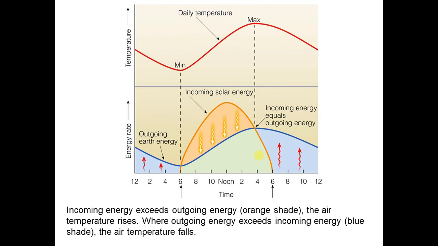Here's an interesting point. The minimum daily temperature does not necessarily occur at sunrise. In fact, it's quite common for minimum daily temperature to occur about a half hour to an hour after sunrise. Okay. Wow. Mind blown, right? Why do you think that is?